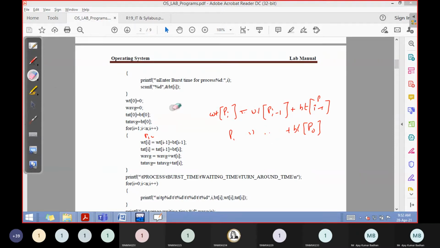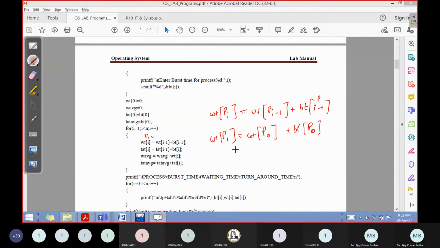I wanted to determine the waiting time of process P1. So how we can write it is the waiting time for the process I minus 1. So for P1, what is the waiting time of the process P0 plus the burst time of the process P0? That will give you the waiting time.